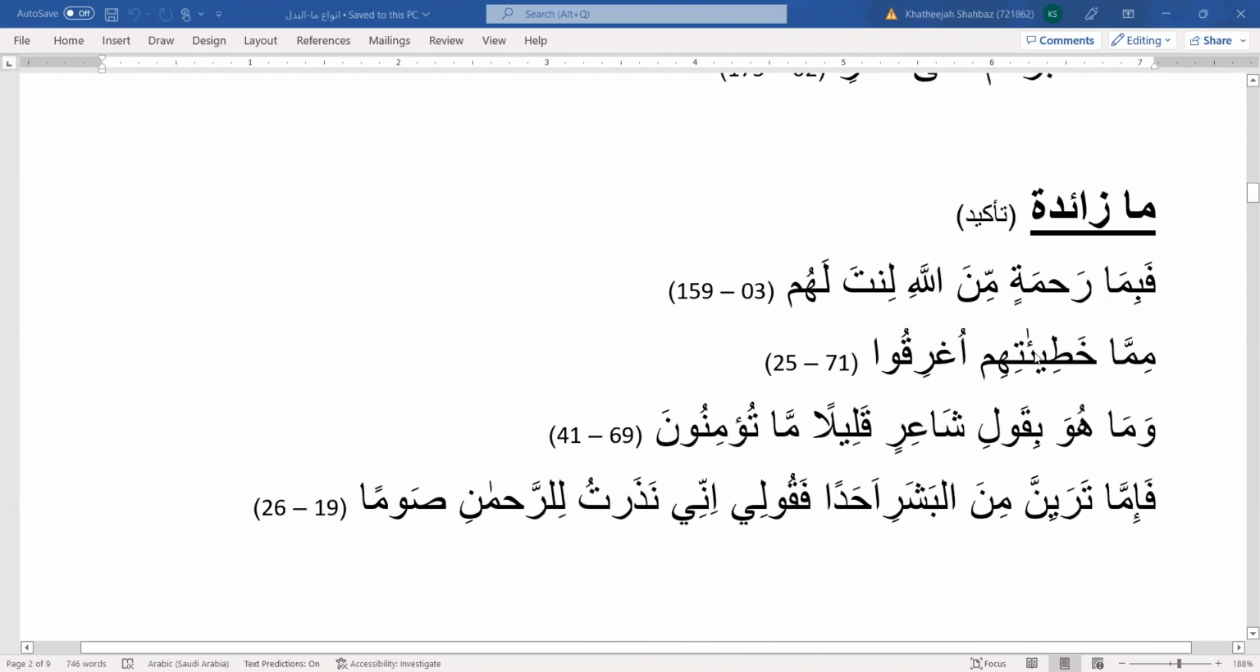Next ma zaida. Ma zaida is used normally, most occasions would be used for ta'keed, for emphasis, for putting emphasis in the sentence, then it is used. For example, فَبِمَا رَحْمَةٍ مِّنَ اللَّهِ لِنْتَ لَهُمْ.